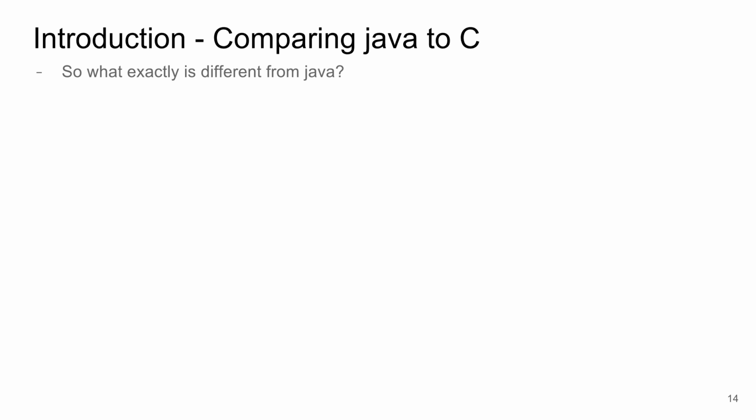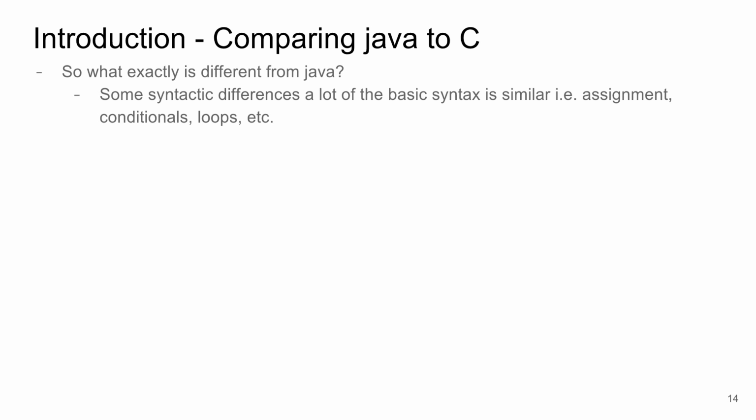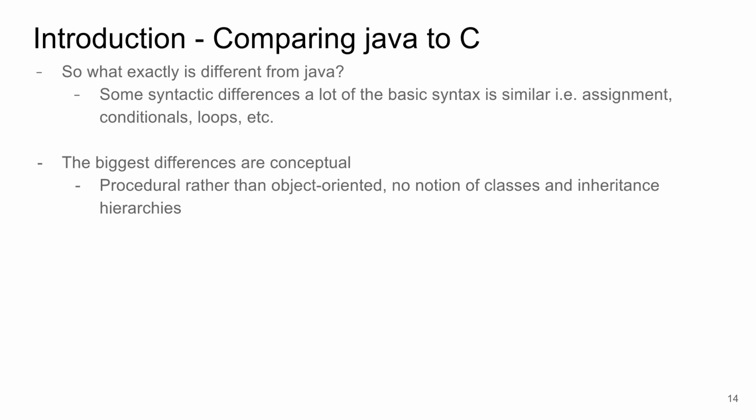So what exactly is different from C compared to Java? There's some syntactic differences. However, a lot of the basic syntax is similar when it comes to assignment, conditionals, loops, and things like that. The biggest differences in C compared to Java are conceptual. C is procedural rather than object-oriented, so there's no notion of classes and inheritance hierarchies. In a C program, it just starts from main and it's just straight line code from there.